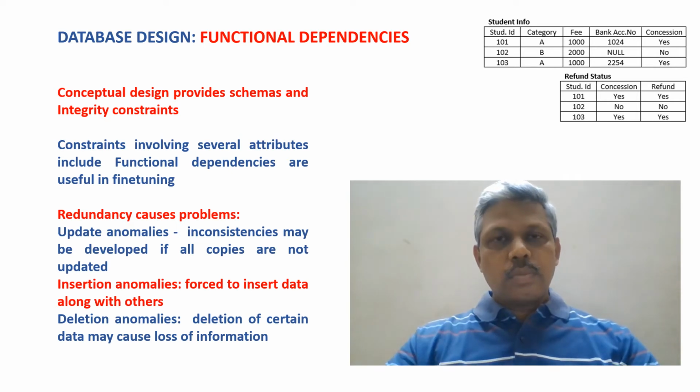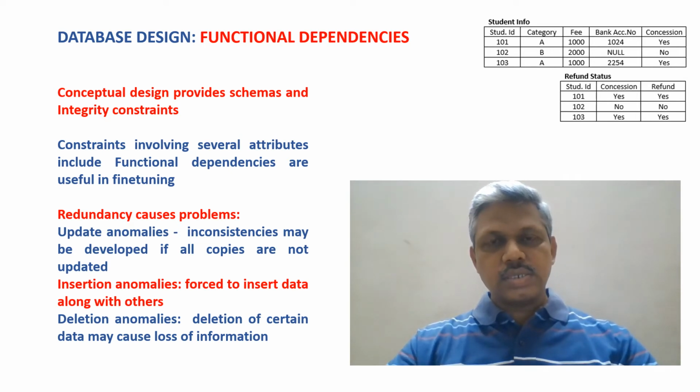To deal with the problems that are associated with such kind of redundancies, we need to understand the data in a much deeper sense. For example, in this case, we can observe that whenever category A is there, 1000 is fixed. So for all the values of A, 1000 is the value. And whenever category B is there, 2000 is the fee. So some kind of relationship is there between the attributes. This is exactly what is called a functional dependency among the attributes that we need to understand when we collect the information in the requirement analysis.